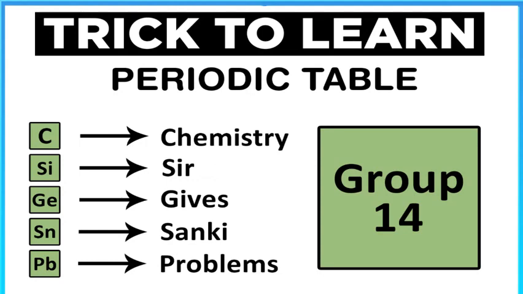Group 14th element, chemistry sir gives sun की problems. So the elements here are carbon, silicon, germanium, stannum, that means tin, and plumbum, that is lead. So these are the elements of group 14: carbon, silicon, germanium, stannum, plumbum. Stannum for tin and plumbum for lead.